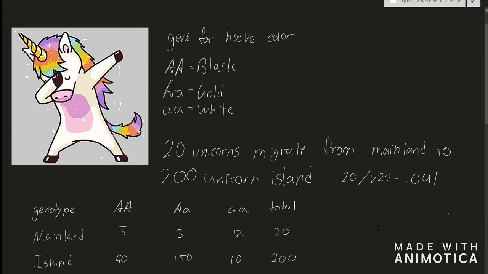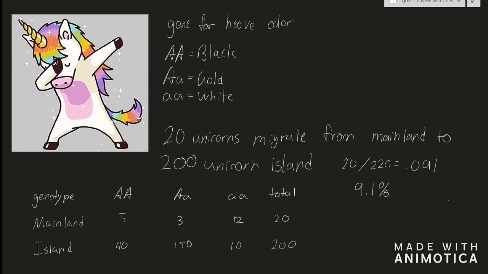So we have a 20 unicorn population from the mainland that are migrating to an island that has 200 unicorns on it. From this we get the migration number, and we also get the migration rate. So the migration rate is 0.91%.